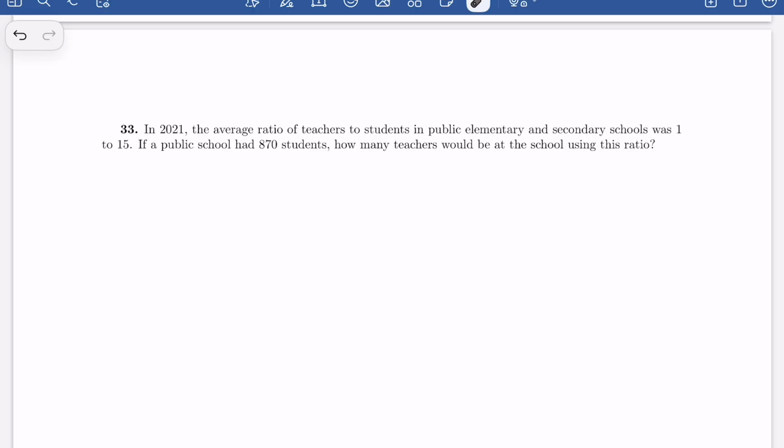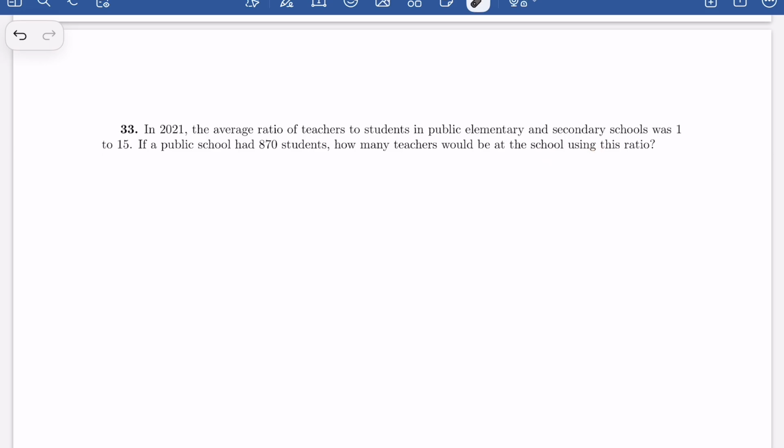Now for this next example, we're going to look at an application problem. So we're told that in 2021, the average ratio of teachers to students in public elementary and secondary schools was 1 to 15. So 1 out of 15. If a public school had 870 students, how many teachers would be at the school using this ratio?